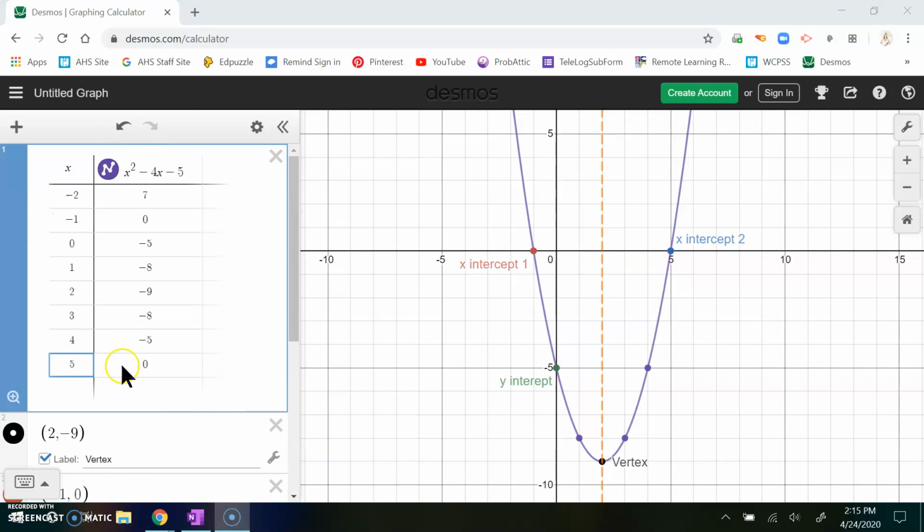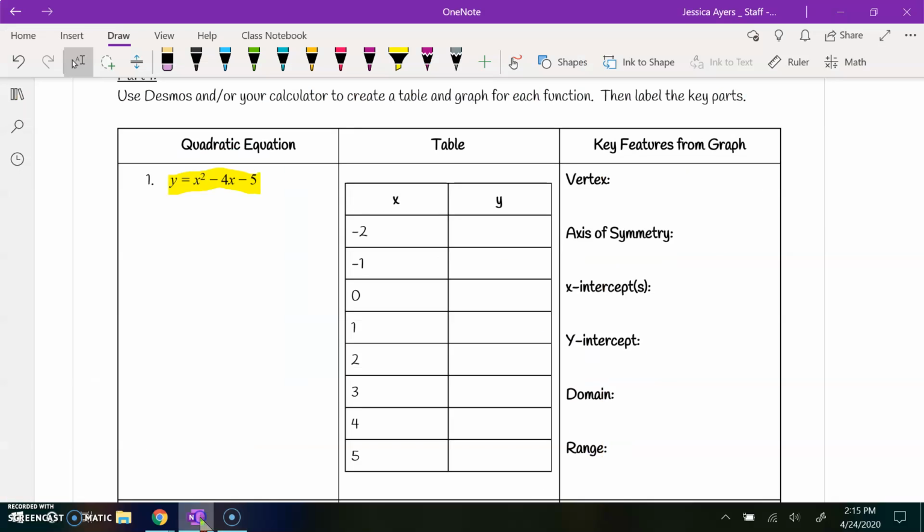So now we're going to take all this information and we're going to put it into our answer here. So at -2, it was 7. So 7, 0, -5, -8, -9, -8, -5, and 0. You can see some of these key features in your table.